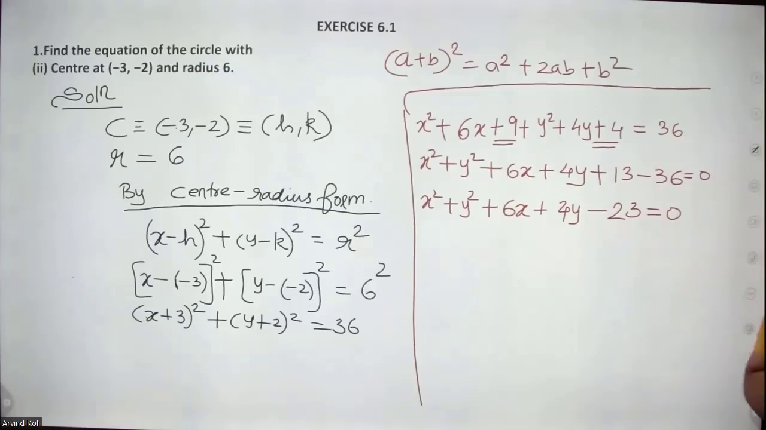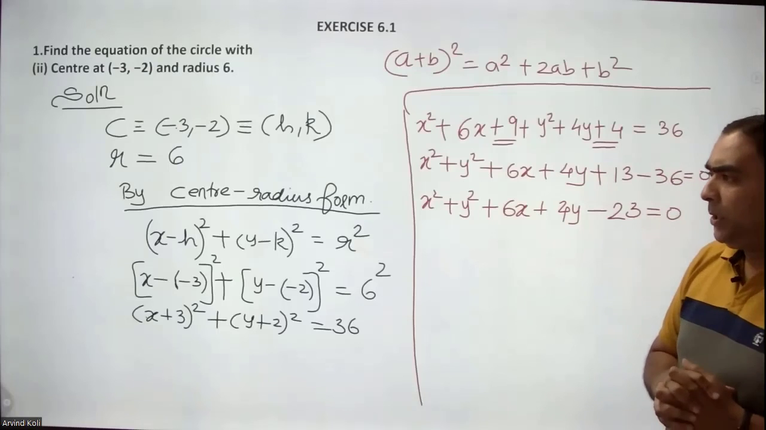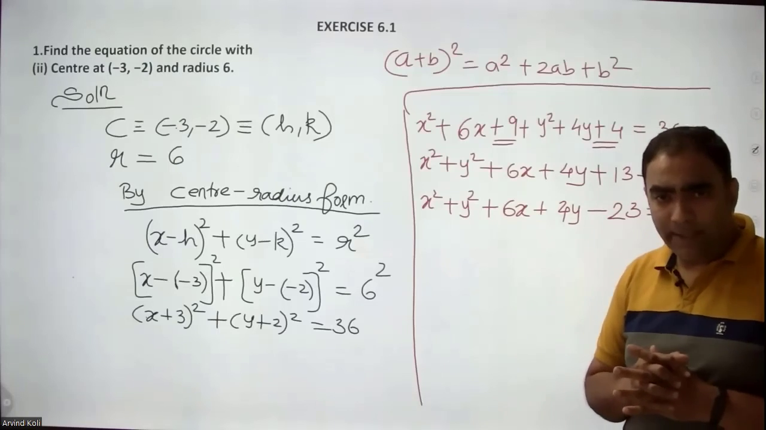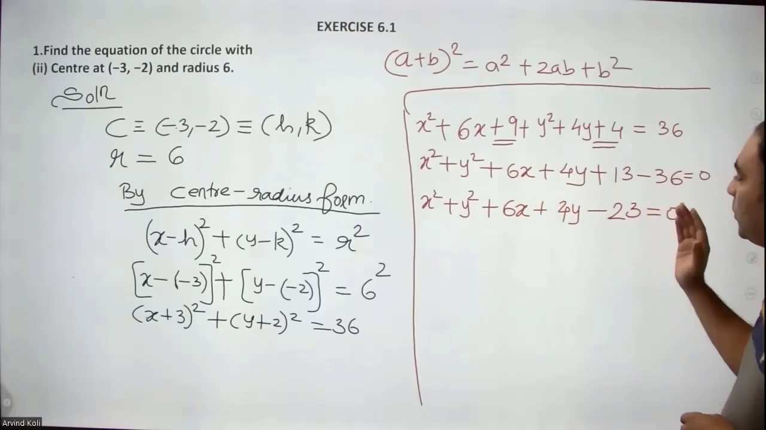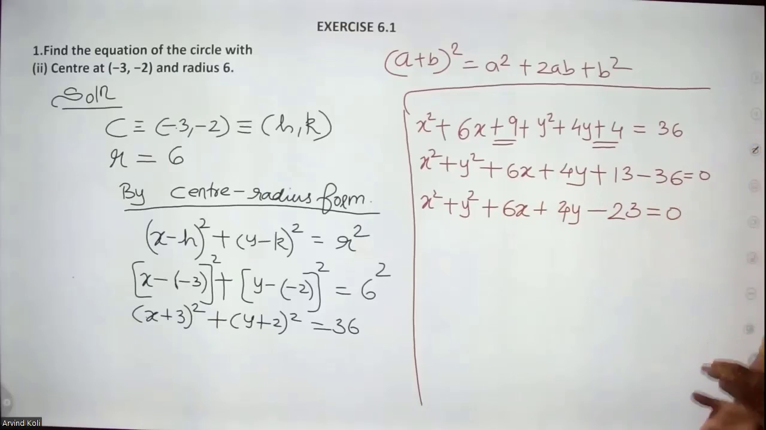So I hope ये हमें easy लगा होगा. So we can write the final answer. The equation of the required circle is x square plus y square plus 6x plus 4y minus 23 equal to 0. Okay. Next sum पे बढ़ते आगे.